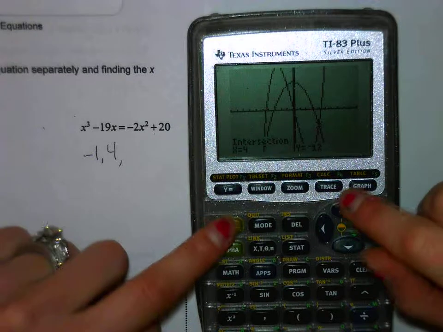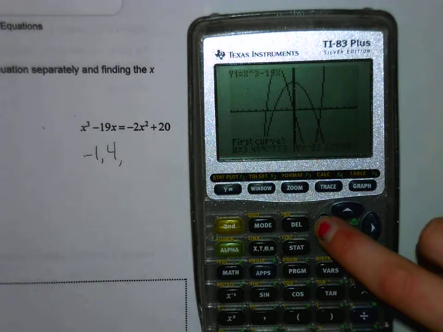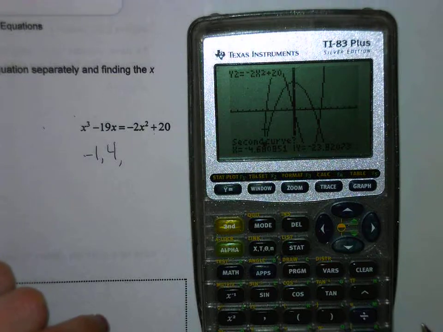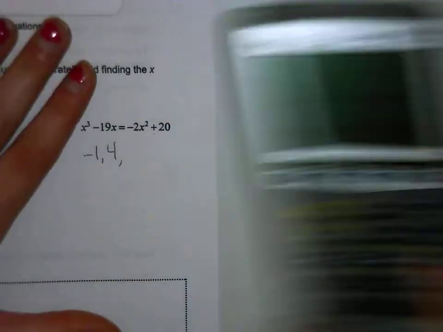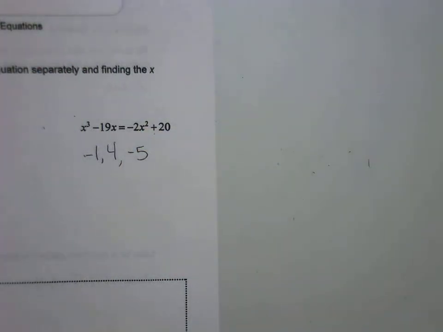So let's find the third solution. Second, trace, 5. Let's go over to the third point and get us closer. Enter for the first curve. Move to the second curve, guess. -5 is our last intersection point. So those are our 3 solutions.